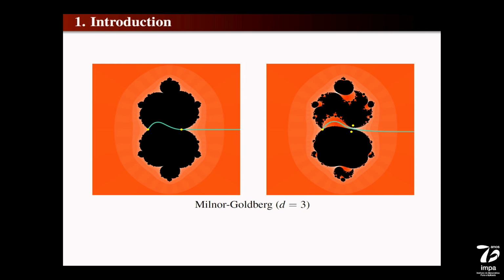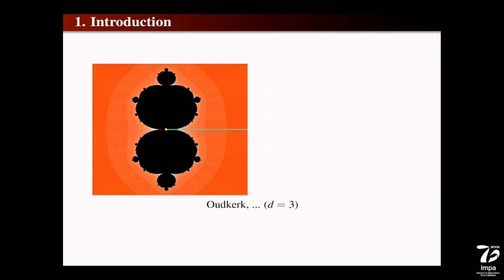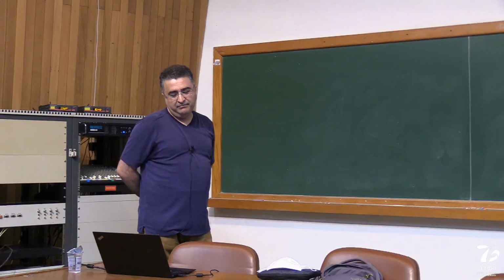So something like this picture already appears in the paper by Milner and Goldberg. Another work that has the same flavor is an old thesis of Richard Oudkerk, student of Tanley. He doesn't consider external rays per se, but he studies various perturbations of parabolic points and the way the so-called gates will open up in various patterns. So it's related, although it's not exactly the same problem.